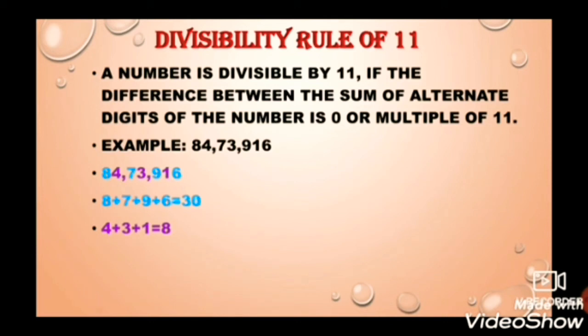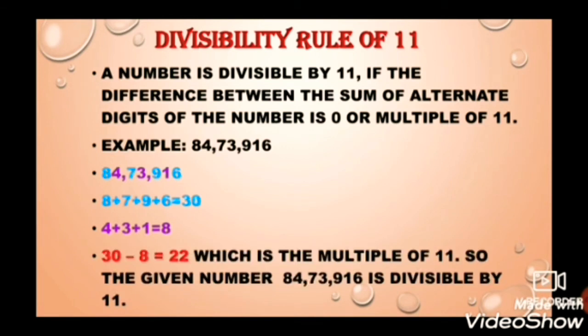Now, find the difference between 30 and 8. 30 minus 8 gives 22, which is a multiple of 11. 2 times 11 is 22, so it is a multiple of 11. So, the given number 84,73,916 is divisible by 11.